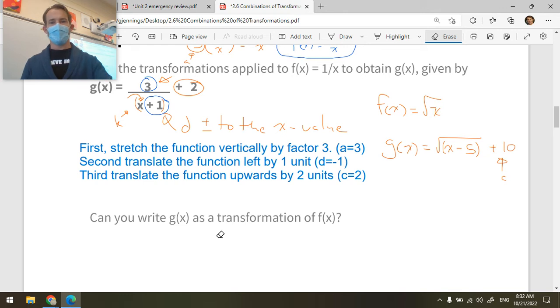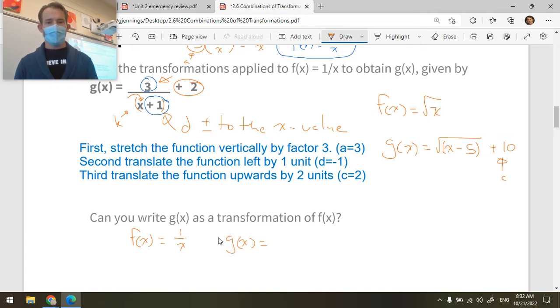Can you write g of x as a transformation of f of x? Yes, I can. And this is what it would look like. We would say, well, f of x equals 1 over x, all right? And g of x equals, well, I'm going to take f of x, and I'm going to multiply all of my outputs by 3. And then I'm going to substitute in x plus 1 everywhere I see x, and I'm going to add 2 to it.